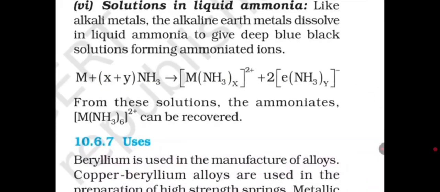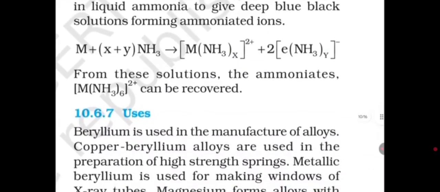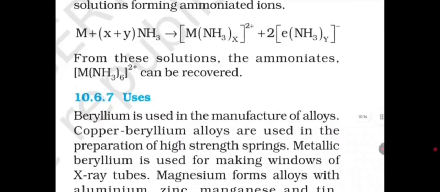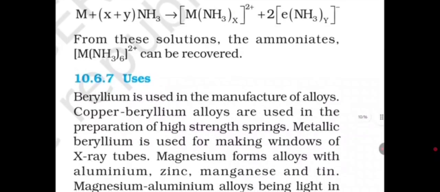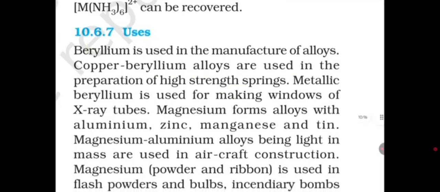Next is solutions in liquid ammonia. Like alkali metals, the alkaline earth metals dissolve in liquid ammonia to give deep blue-black solutions forming ammoniated ions. The reaction is M + (x+y)NH3 gives [M(NH3)x]2+ + 2[e(NH3)y]-. From these solutions, the ammoniates [M(NH3)6]2+ can be recovered.